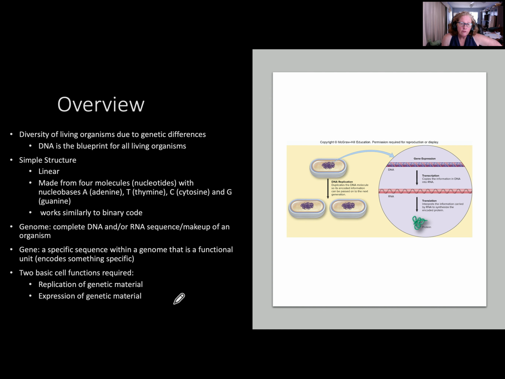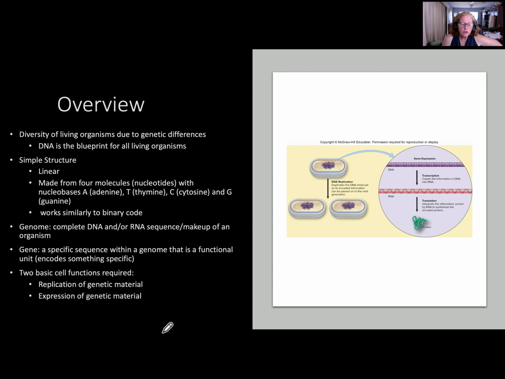A gene itself is a specific DNA sequence within the genome that encodes for something. Most are structural genes. A structural gene encodes for a protein. We have non-structural genes, which encode for things like ribozymes, RNAs, those sorts of things that are non-protein. So a gene, again, is a very specific sequence. So it's a small region within an entire genome that encodes for something.